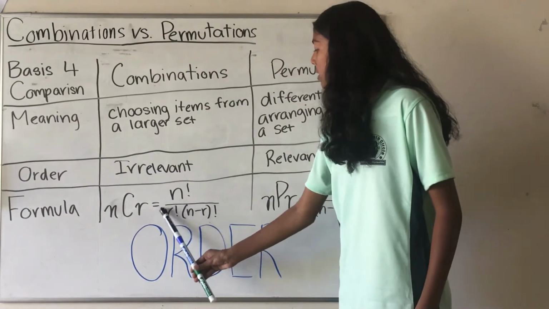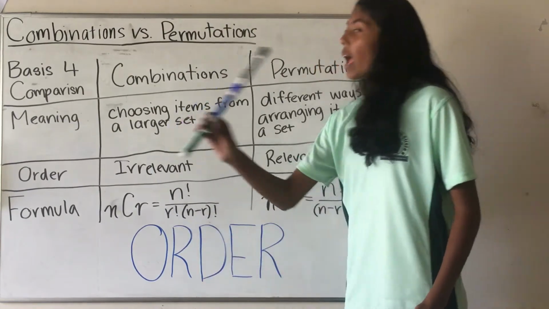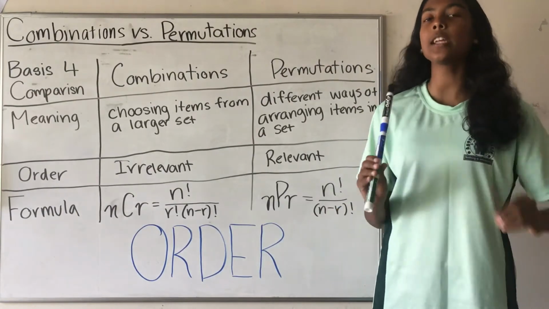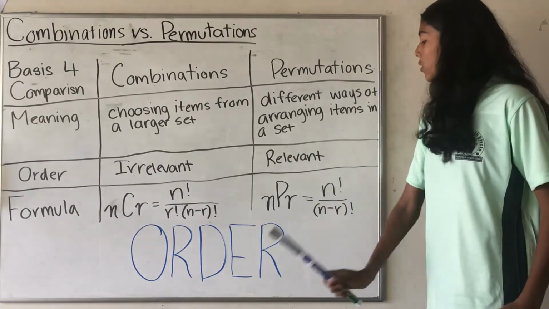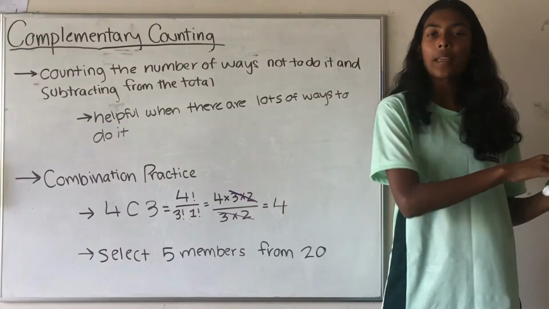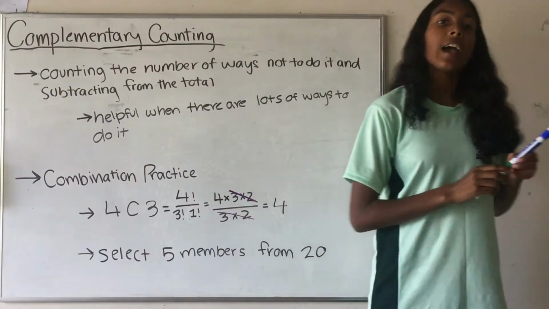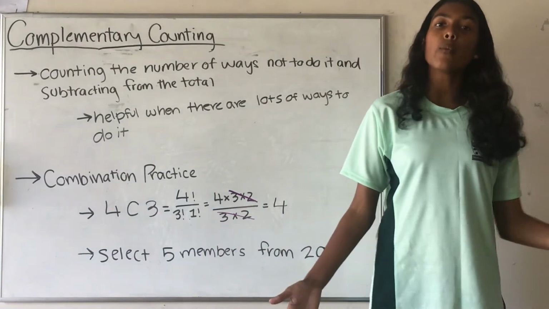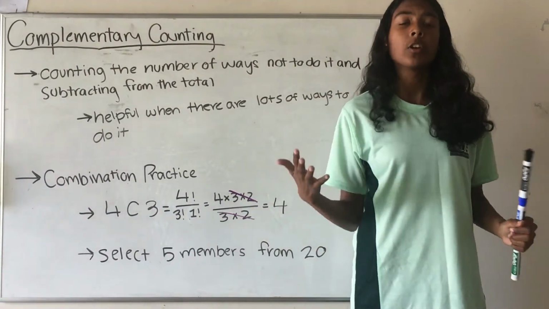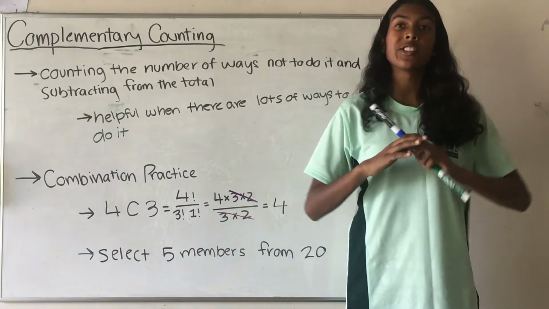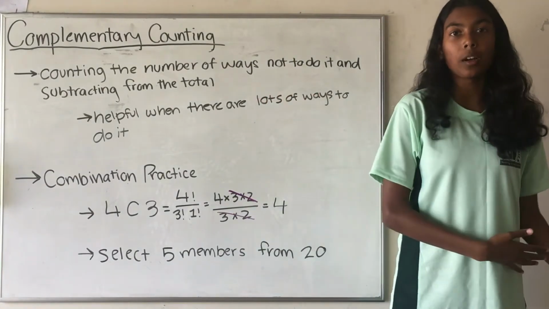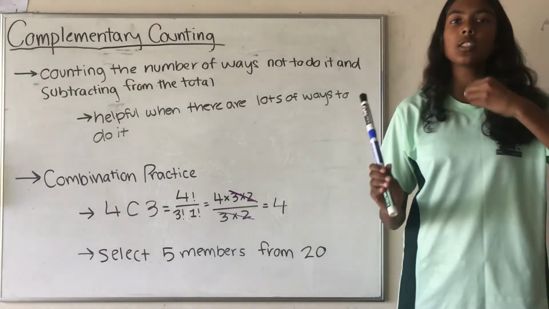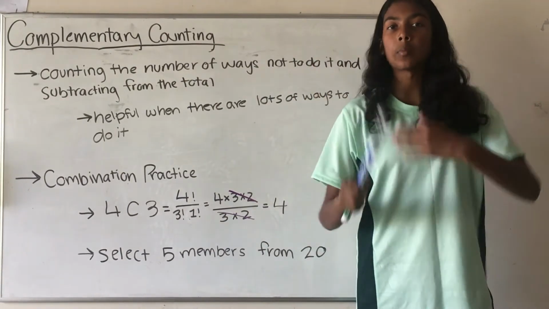You can see how there's this extra r factorial. And the one thing that you can take away from all of this as the main difference between the two is order. Our next topic is going to be complementary counting. This is when we count the number of ways that it won't work and then subtract that from the total. This is really helpful when there are lots of ways for it to work. Before we do a problem with this, let's have a bit of practice on solving some combinations.